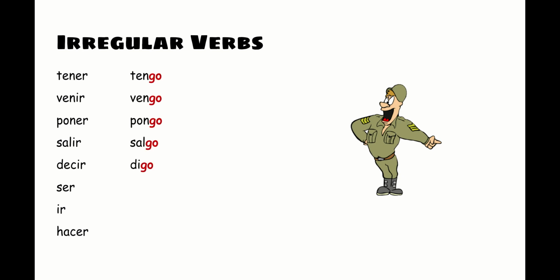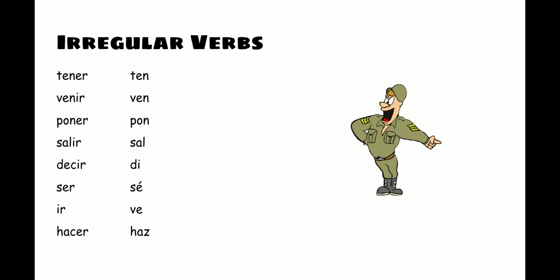They end in go. So to create the command form, if you're telling someone they should do these things, you are just going to take off the go. So ten, ven, pon, sal, and di are the command forms. These last 3 you just have to memorize. They don't really have any pattern to them, which is why they're called irregular. So ser is sé, be, ir is ve, go, and hacer is haz, do.